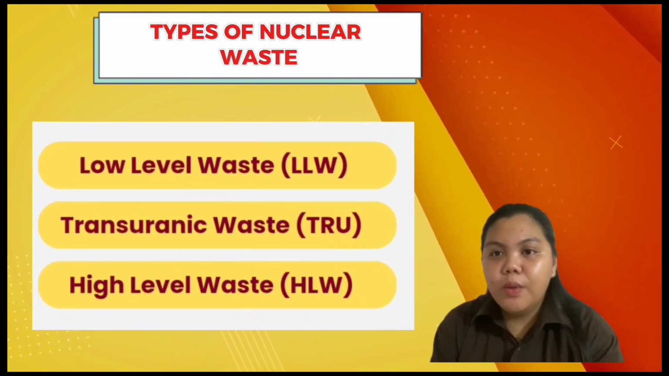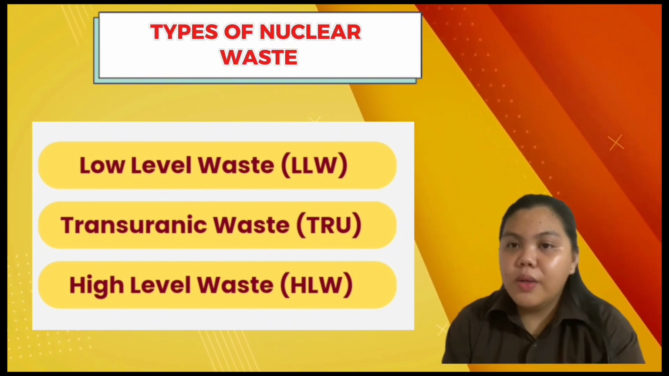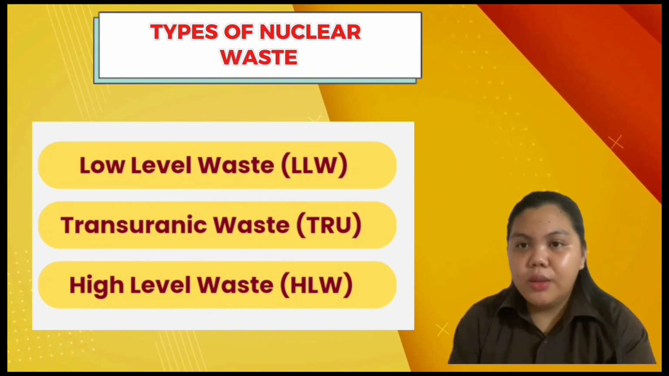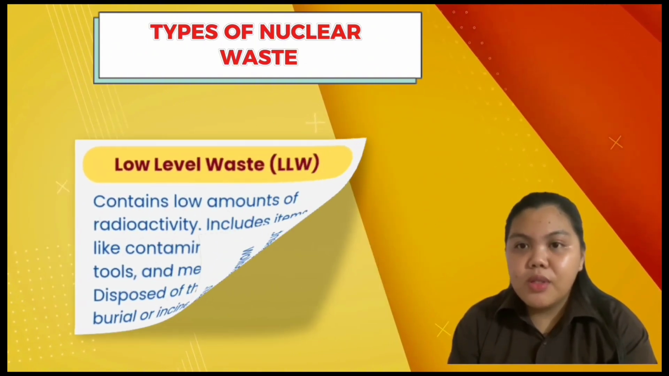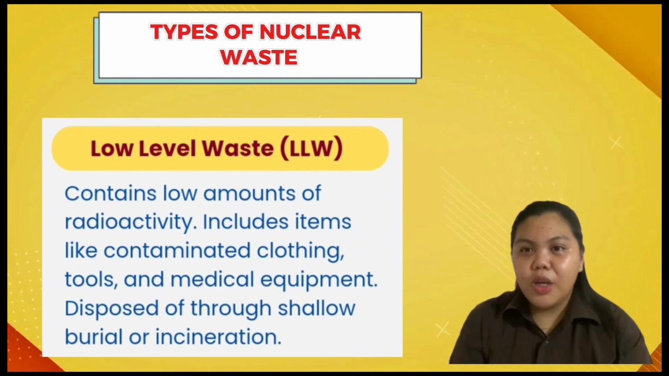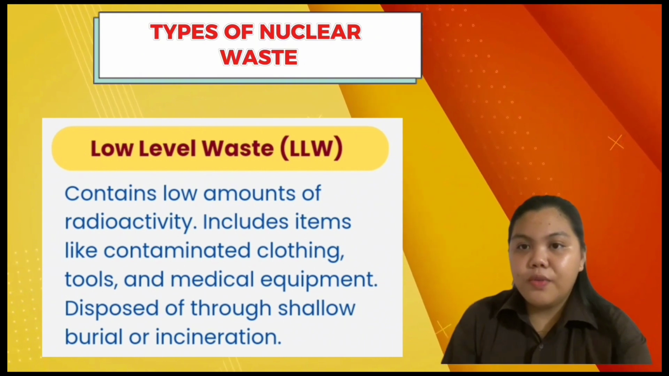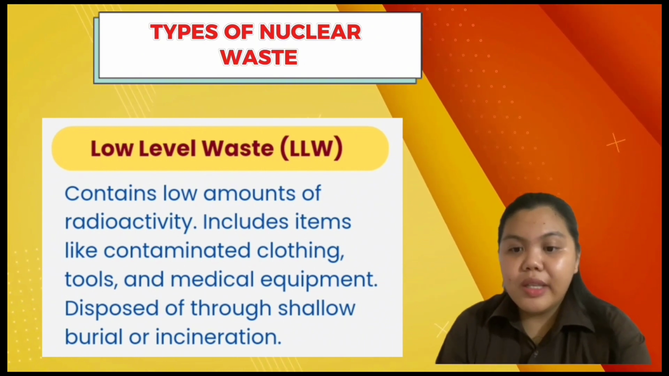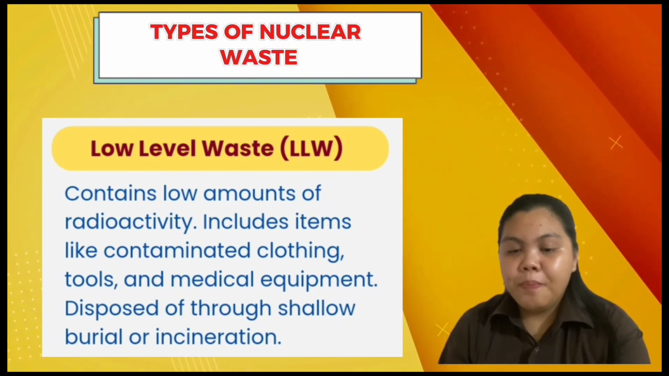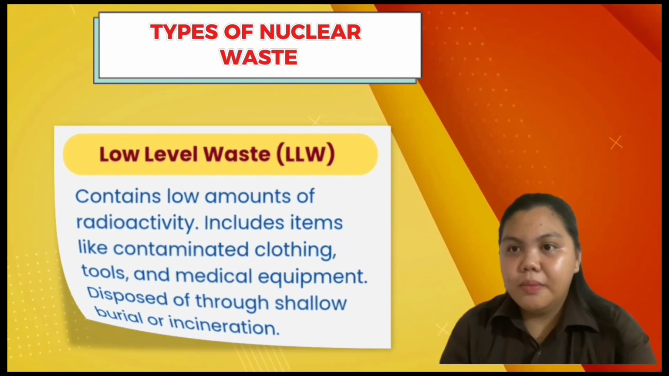First is the low-level waste, or the LLW. Next is the transuranic waste, or the TRU. Last is the high-level waste, or the HLW. First, let us discuss what is low-level waste. The first type of nuclear waste is the low-level waste. Low-level waste contains low amounts of radioactivity that includes items like contaminated clothing, tools, and medical equipment. It is disposed of through shallow burial and incineration.